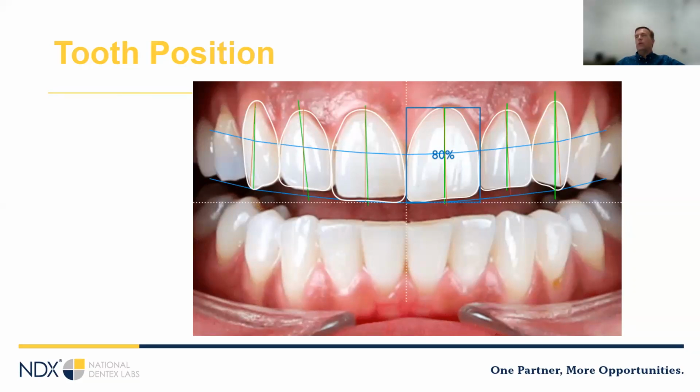So what we want to do is contour the buccal ideally, and then if we have to over contour a little bit to close a dark triangle, we want to do that from the lingual. Otherwise, the facial surfaces of our teeth will look kind of bulky and have not awesome emergence profiles.